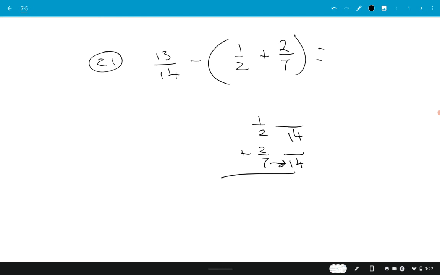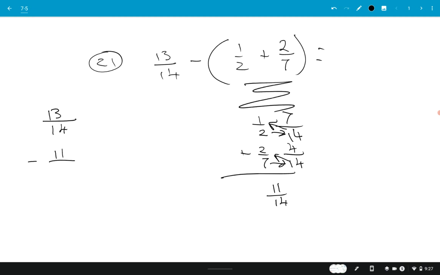7 goes into 14 twice. 2 times 2 is 4. 2 goes into 14 7 times. 7 times 1 is 7. We're adding them together. 4 and 7 is 11 14ths. So now what do we have? We have 13. Oh, how convenient is that? 13 14ths. And we already have the same common denominator. We're subtracting what was on the inside, which is 11 14ths. So we don't even need to find a common denominator. What's 11 from 13? 2 14ths.